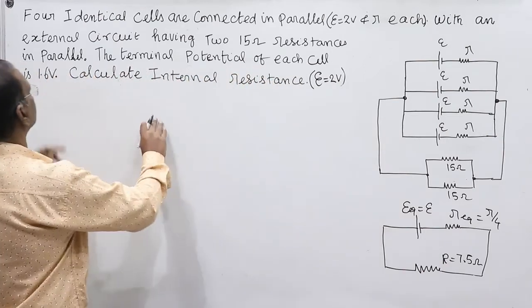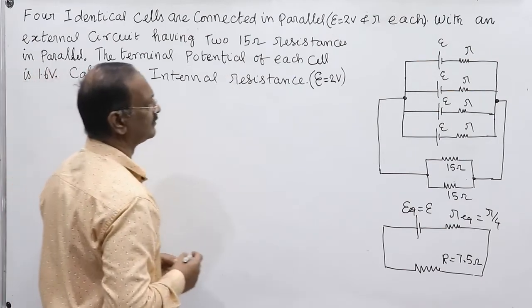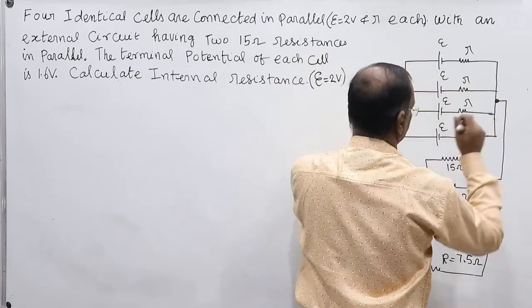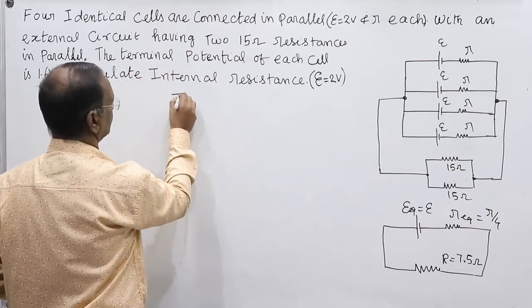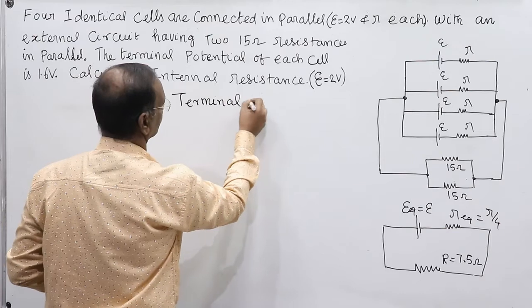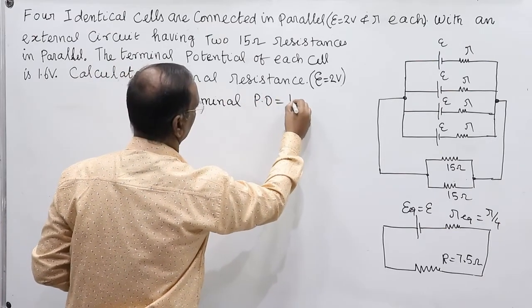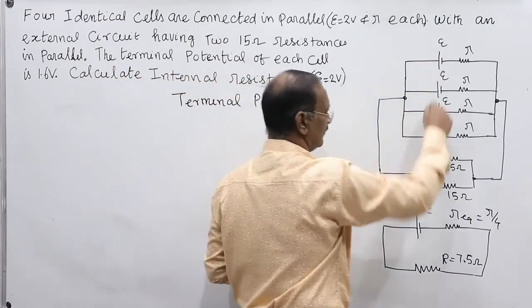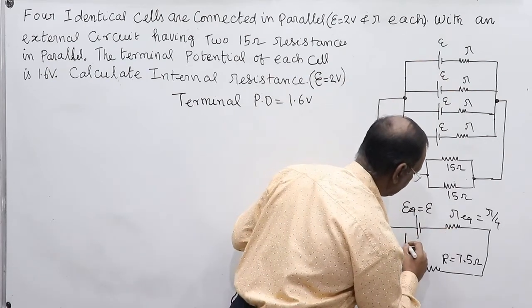Since it is given that the terminal potential of each cell is 1.6 volt, that is the terminal potential of this cell, this cell, this cell, this is equal to 1.6 volt, the terminal potential difference is 1.6 volt. Since it is combined, what is the equivalent? This one. This is the equivalent. This also has the terminal potential.